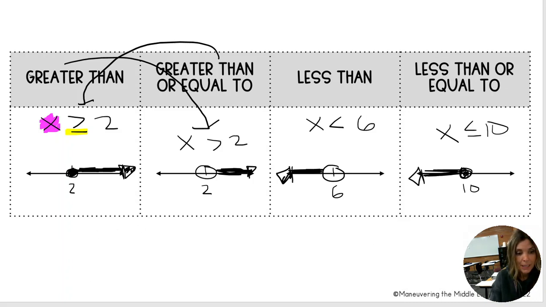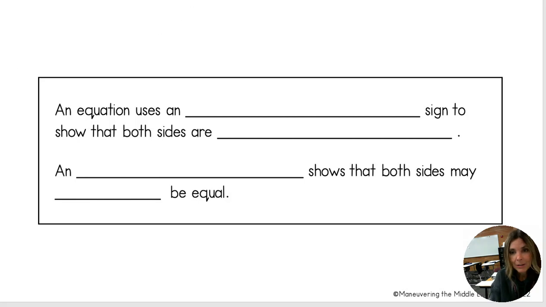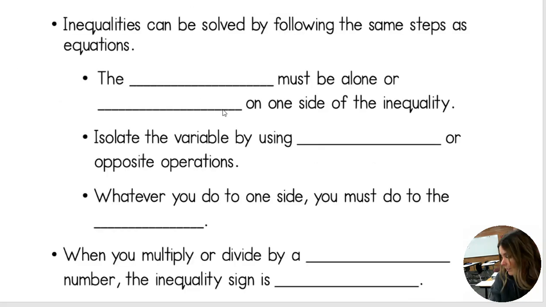Okay. Now, let's go ahead and do the next part, which is solving inequalities. Okay, so skip in your notes to this part that says inequalities can be solved by following the same steps as equations. So when you're solving an inequality, when you're trying to figure out what values of the variable will make the inequality true, the variable must be alone or isolated on one side of the inequality. That's how you solve it.